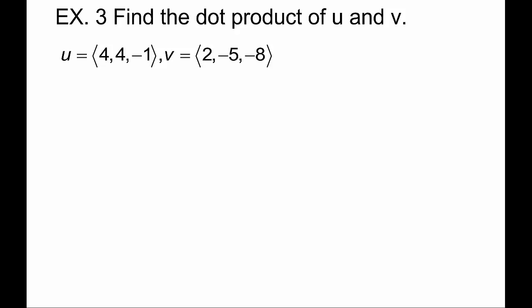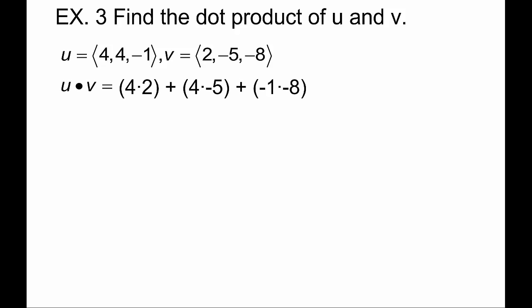Number 3, we're going to find the dot product of u and v. The dot product is a type of multiplication with vectors. So when we do the dot product, we multiply each component of these two vectors, and then we're going to add those together. The answer that we get will be a number answer, which is called a scalar instead of a vector.